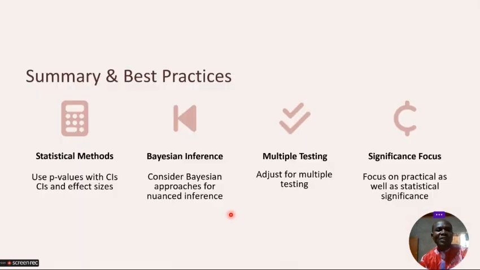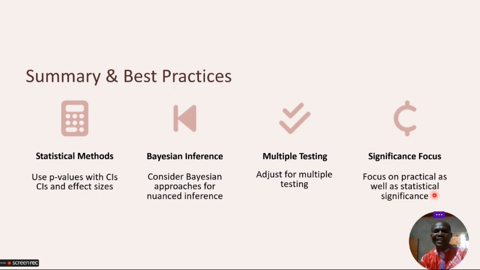Now, in summary, it's important to look at the best practice when we conduct statistical analysis. What is actually the best practice? Number one, we use p-value with confidence interval and also effect size. It's important we use them to complement one another. But there are situations whereby we may have to consider the Bayesian approach, more importantly when we are dealing with a nuanced inference. A nuanced inference is a sort of inference that goes beyond the p-value approach in considering statistical significance. And of course, it is important we conduct multiple tests to establish statistical significance.